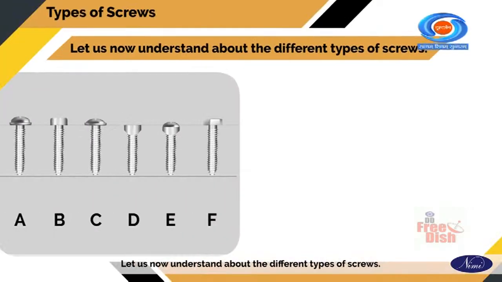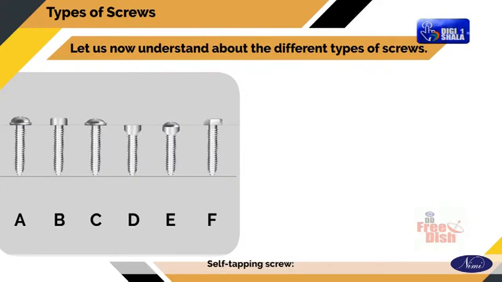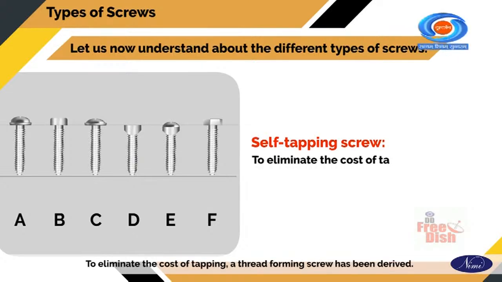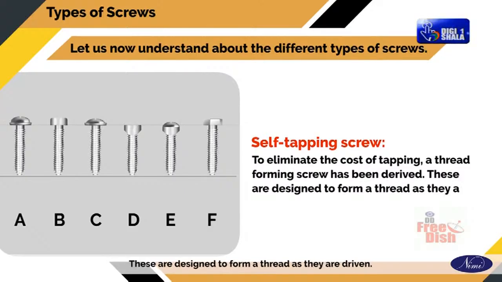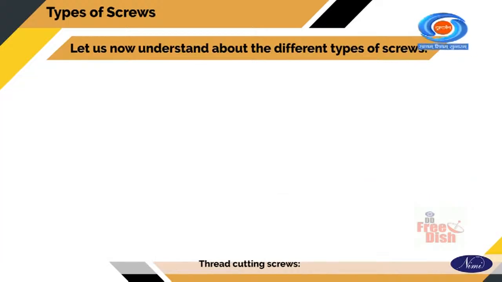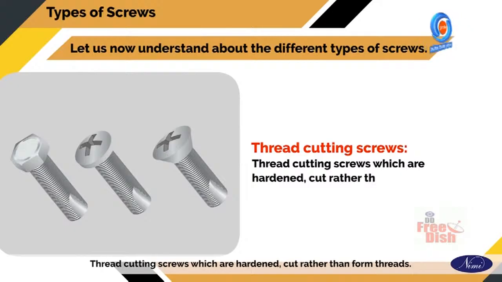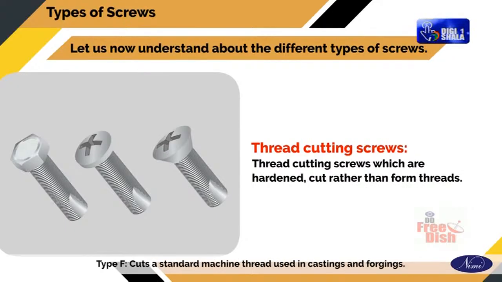Let us now understand about the different types of screws. Self-tapping screw. To eliminate the cost of tapping, a thread-forming screw has been derived. These are designed to form a thread as they are driven. Thread-cutting screws. Thread-cutting screws, which are hardened, cut rather than form threads.